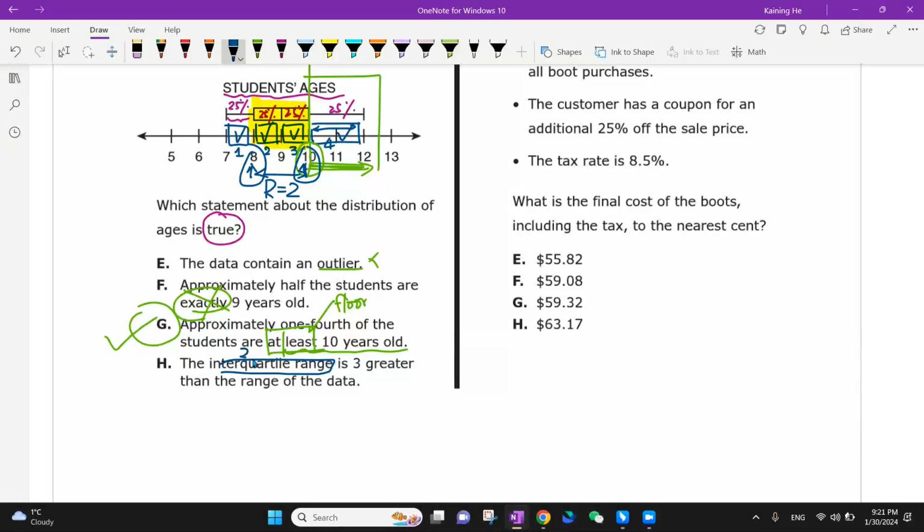Let's take a look at this one. And then it says it's greater than the range of the data. Okay, the data is 7 all the way to 12. So what is the range of the data? The range of the entire data is 12 minus 7, which is going to be 5. Now again, the interquartile range is actually just 2. Well, we compare 2 and 5. The difference is 3, but it says 2 is greater than 5. Well, that's not going to be possible. 2 is not greater than 5, so double confirm that this is wrong. So the answer is just G.